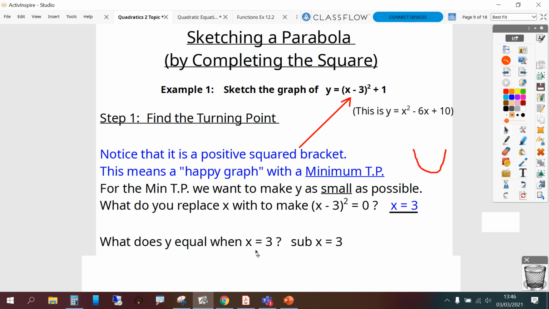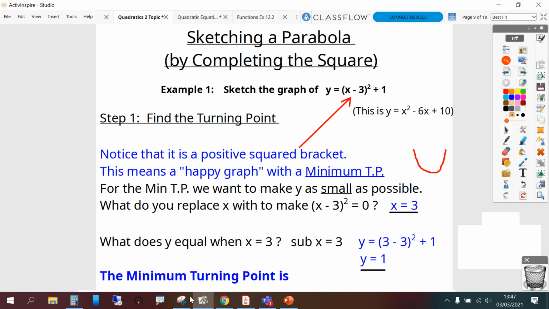So what does y equal when x equals 3? Well, there we've got what y equals. Substituting 3 into that, you have (3 take away 3) squared plus the 1. So the squared bracket obviously is 0, so you're just left with the plus 1, so y is equal to 1. So now what we've found is the minimum turning point. We've found the lowest y value, which is 1, and that's when x is 3. So therefore, the minimum turning point is (3, 1).